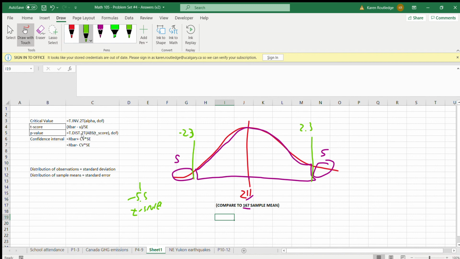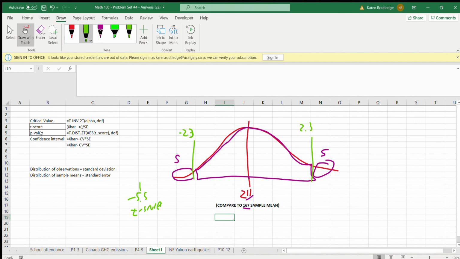We have a somewhat similar equation to do that. So the critical value, we give Excel a probability, and we get a distance in standard error units. And a p-value, well, the p stands for probability, so we want to end up with a probability, so we have to give it a distance. We give it a t-score and a degrees of freedom, and it will give us a probability back.